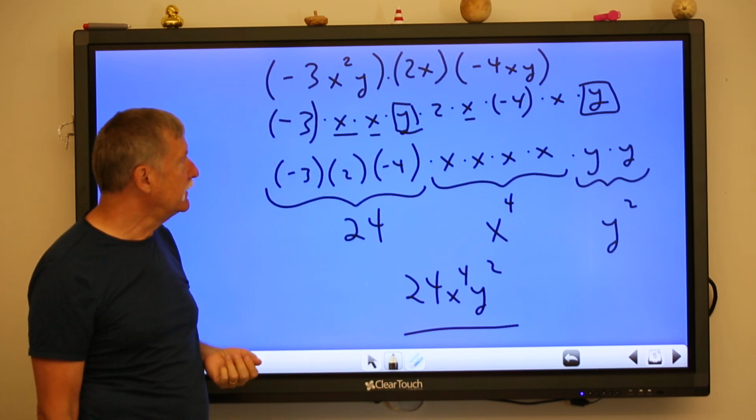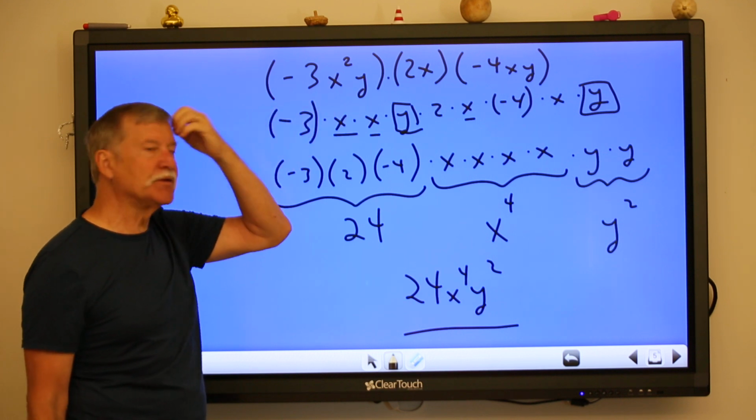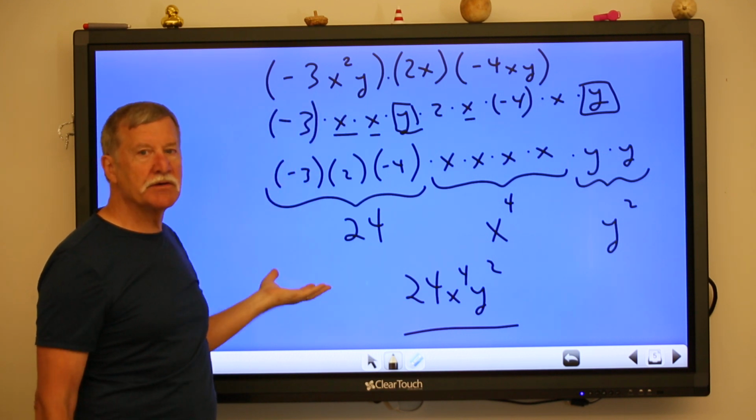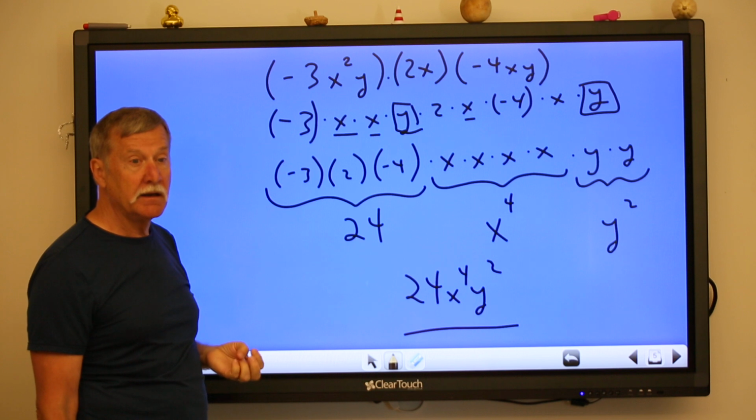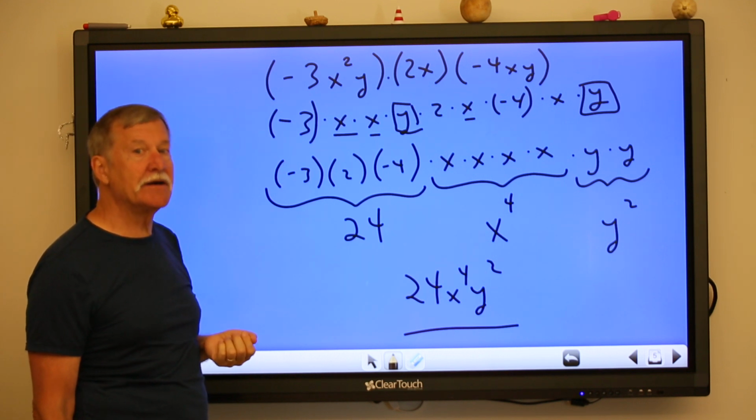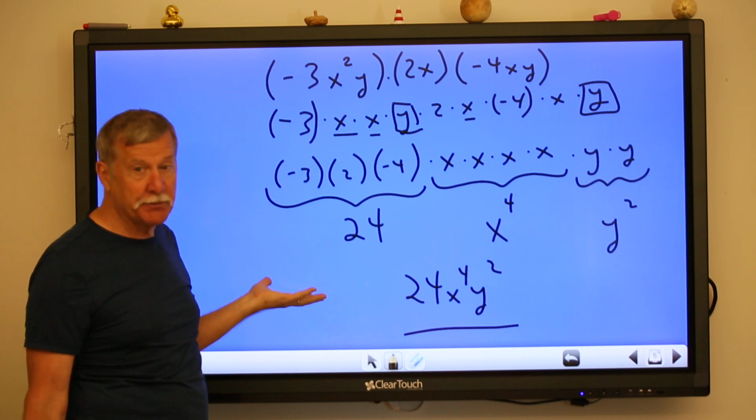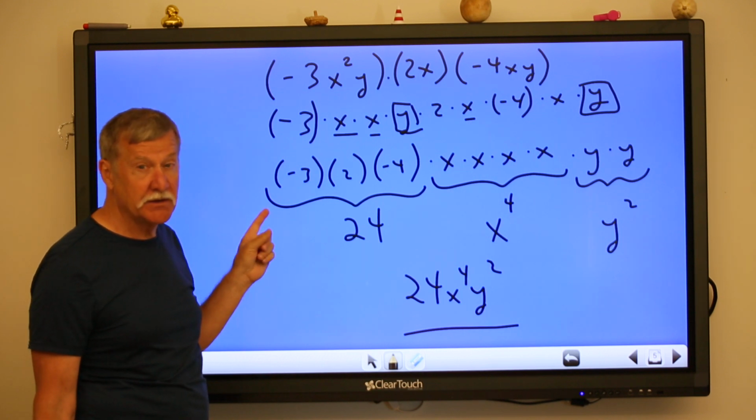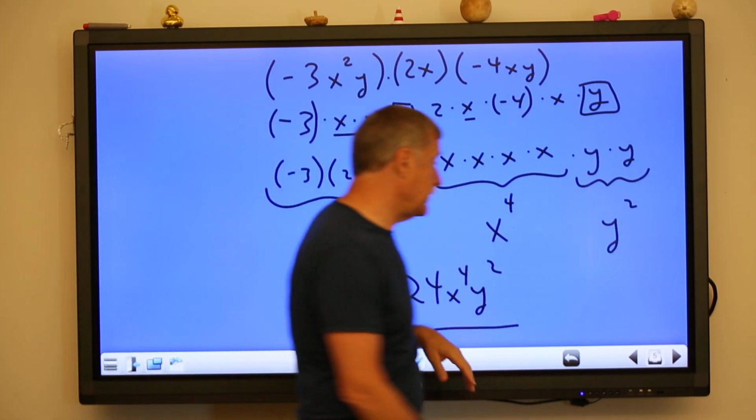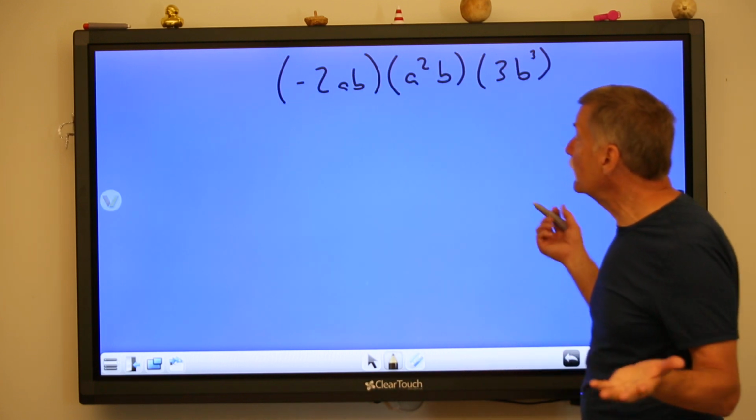All right? And since this is multiplication, the exponents can change. All right? Apples times apples are apples squared, but apple plus apple is just 2 apples. Big difference. Don't mess it up. All right? Let's try another one.